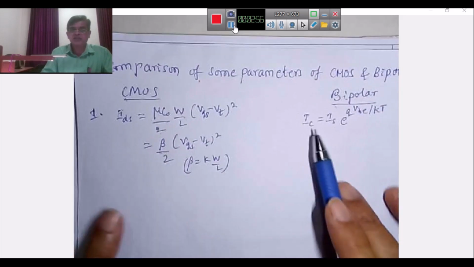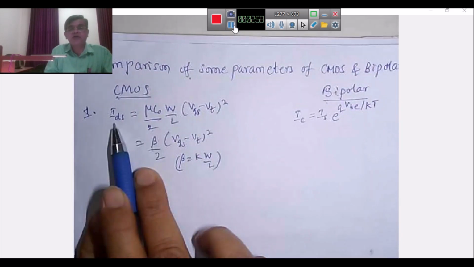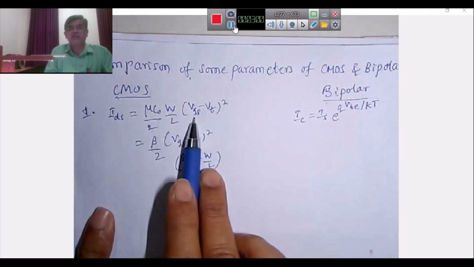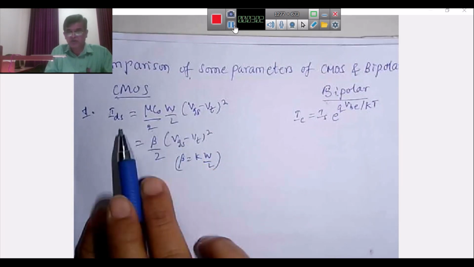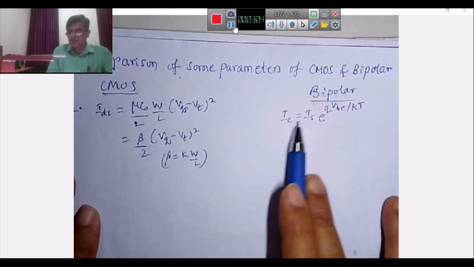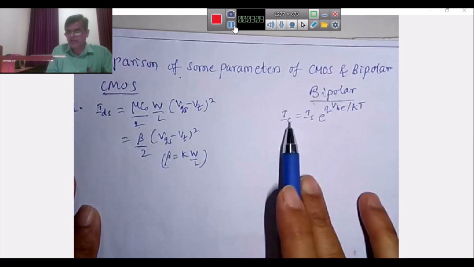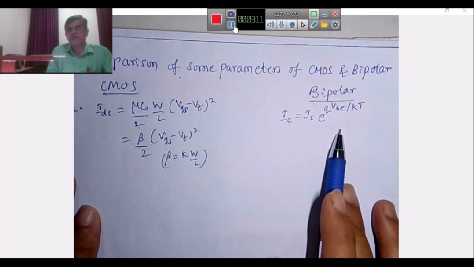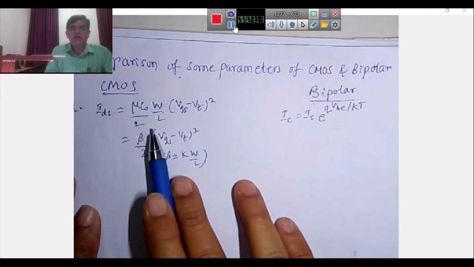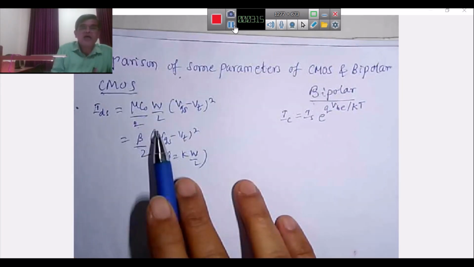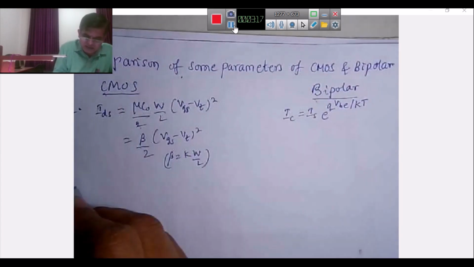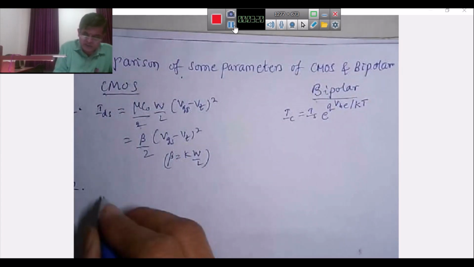Whereas in case of CMOS, your IDS is given by this equation. You can see IDS depends on voltage, whereas IC depends on VBE, and IB depends on VBE, so in turn I can say IC depends on IB. So BJT is a current control device, and MOSFET is a voltage control device. Next, the second parameter is GM.